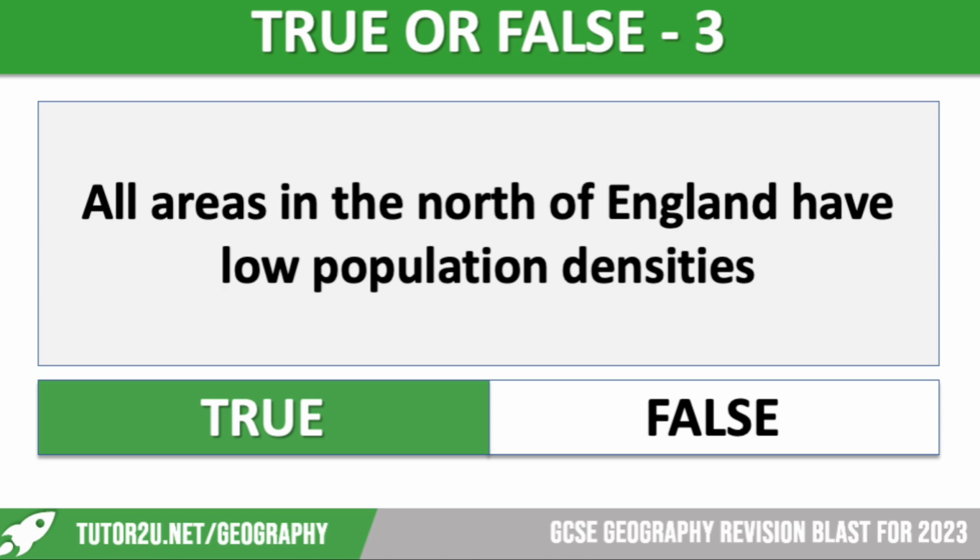Right, number 3, all areas in the north of England have low population densities. Is this true or false?